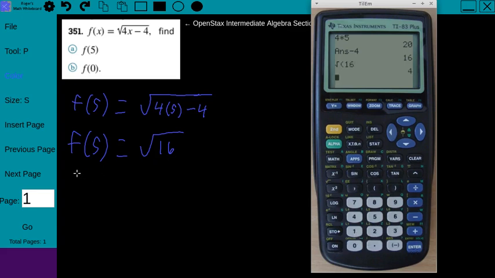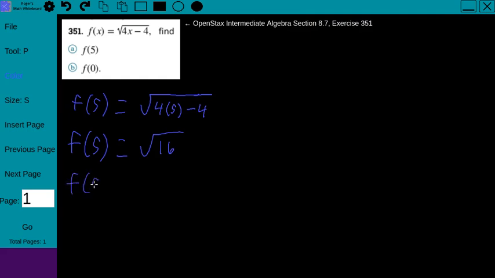So f of 5 is equal to 4. That's part A finished. There's no need to check this unless we really wanted to. I'm not immediately seeing a way we could check it. We didn't use any squaring, in other words, to rip radicals off or anything. So this is fine.